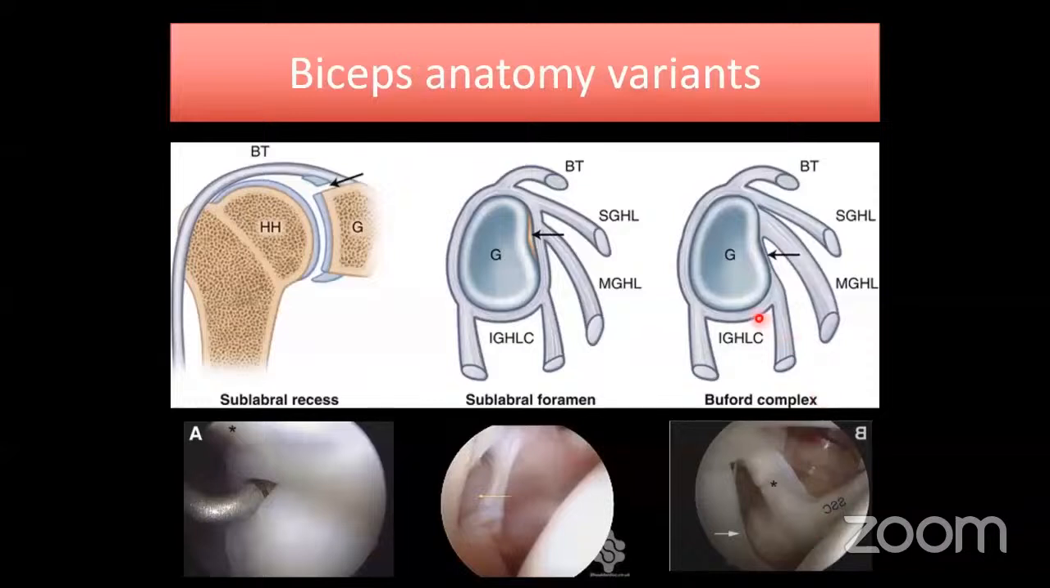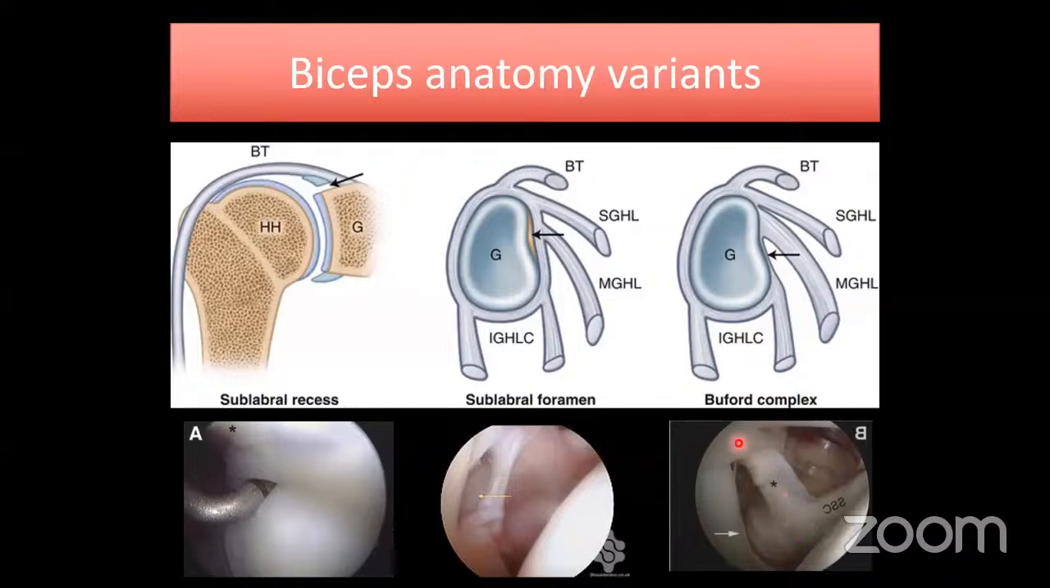The next important variant is the Buford complex. The Buford complex is nothing but a thickening of the middle glenohumeral ligament with a deficient anterior labrum. Now, this is again commonly confused to be an anterior labral tear. What you need to see is the direction in which that tissue is going.